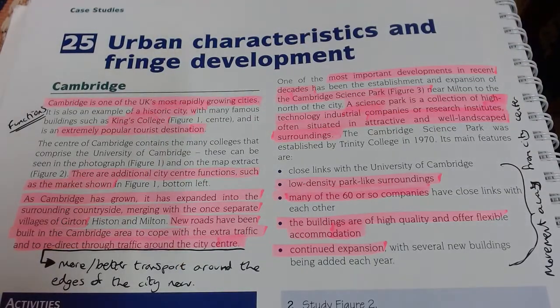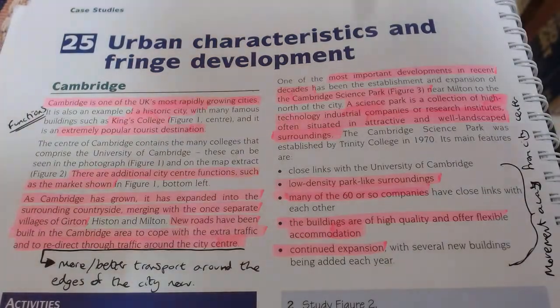So then you need to think about what will happen if there are better transport routes and more space out on the edge of the city. What will companies and factories start to do? They'll relocate out to the edge of the city. Downtown is too packed and too full. There's better transport, cheaper land, more space on the edges. They relocate there. So now we can see how our function is changing. One of the most important developments in recent decades was the Cambridge Science Park.